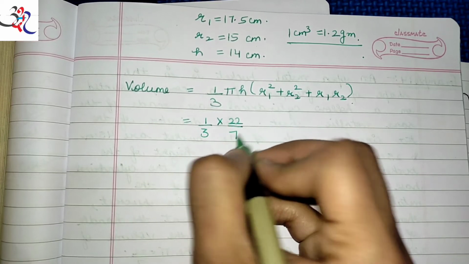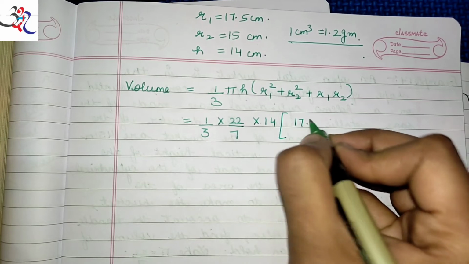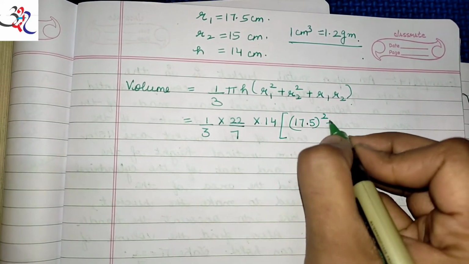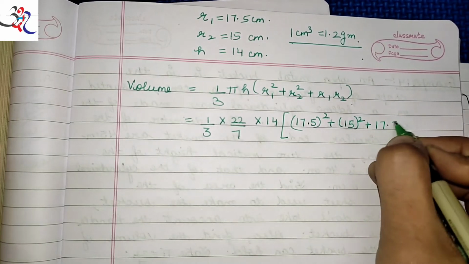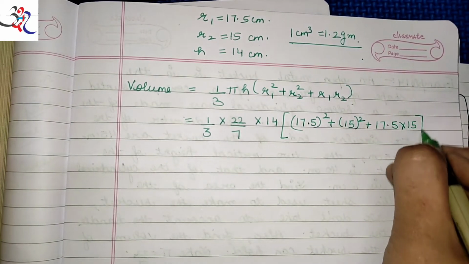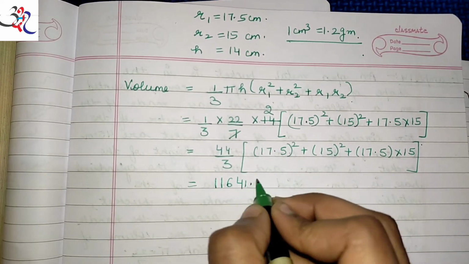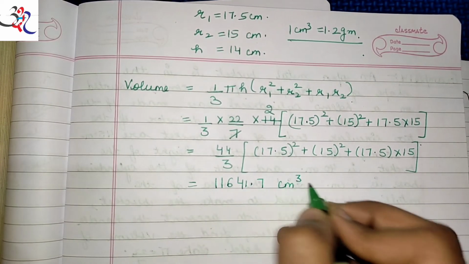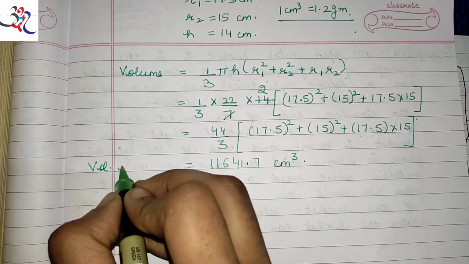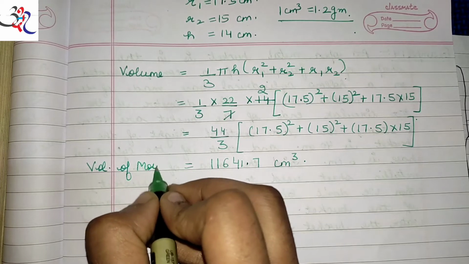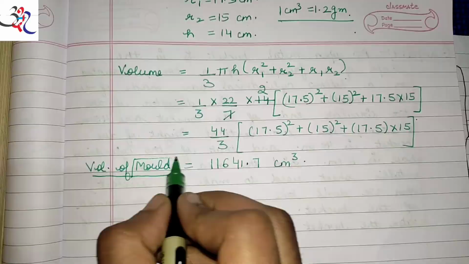1 by 3 pi is 22 by 7 into h is 14, r1 is 17.5 square plus r2 is 15 square plus r1 into r2. So after solving all of these values, you will get your volume 11641.7 centimeter cube. This is my volume of the molds which are in the shape of a frustum.